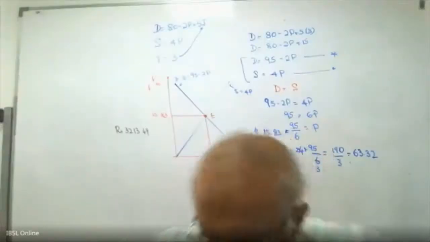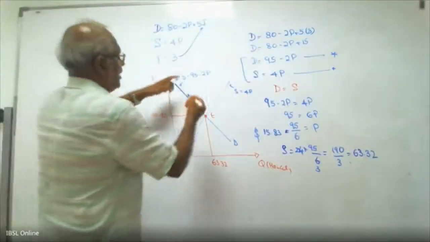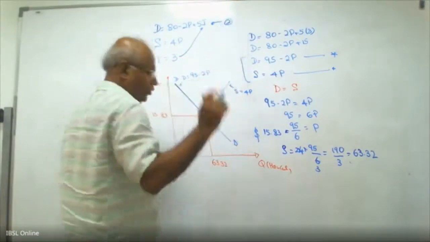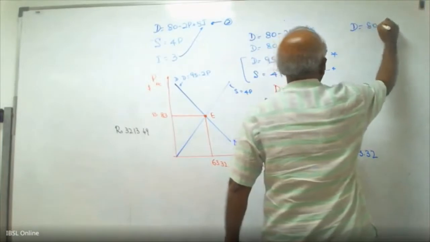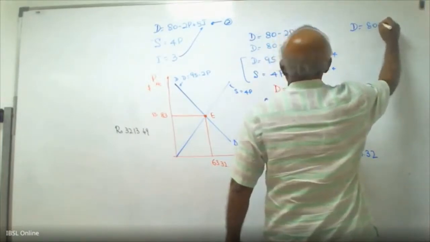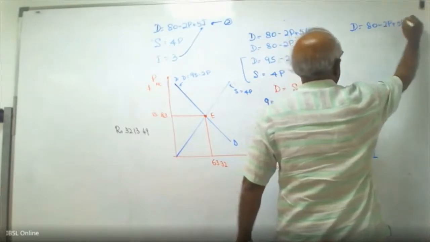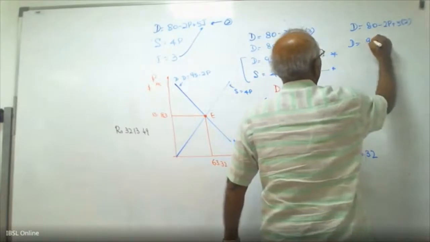Yeah. Now what will happen? I2. You substitute I2 here. Calculate the new demand curve. The new demand curve is D equals 80 minus 2p plus 5 into 2. This time the demand curve is 90 minus 2p.